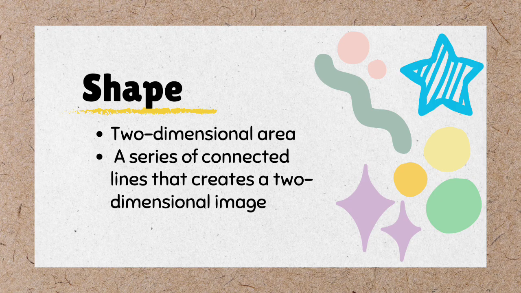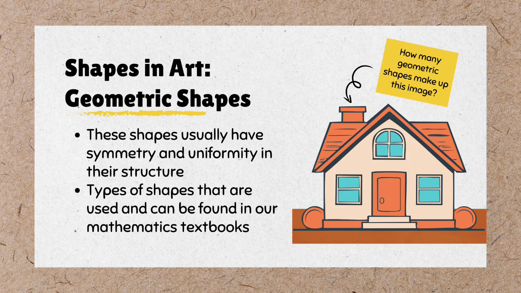First is shape. Shape is a series of connected lines that creates a two-dimensional image. Remember that shapes are only two-dimensional. They are flat because they only have length and width. Shapes have 2 types. First is geometric shapes. It is also known as regular shapes.